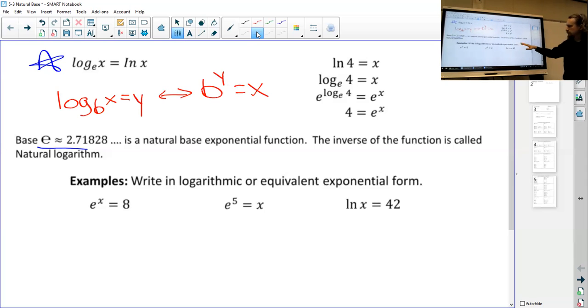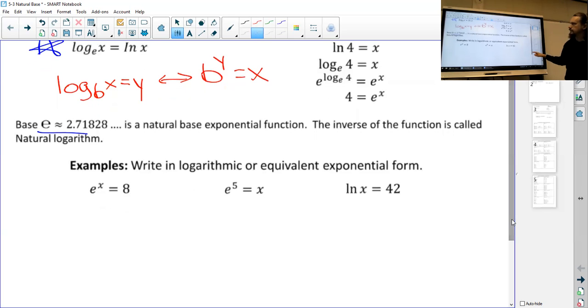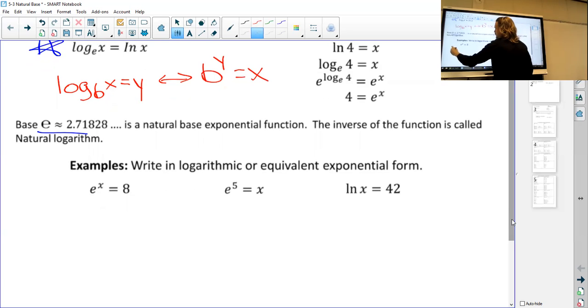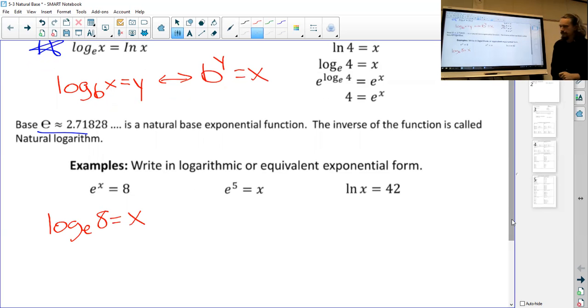Okay. So looking at our examples, I'm going to do these in 2 steps. And then hopefully once you see a couple of these, you start realizing what's happening, and then you can do this in just 1 step. So we start with e to the x equals 8, and I want to write that as a logarithm. My base is e, so I can rewrite this as log base e, and then I switch my other 2 numbers, so log base e of 8 equals x, right? So this would be if I just wanted to write it as a logarithm.